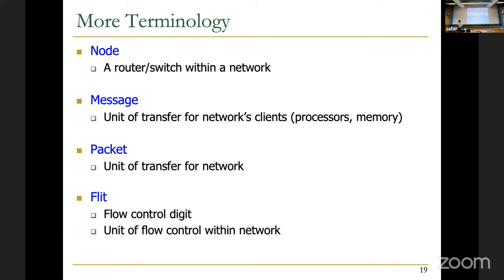And the flit is defined by flow control digit, which is the unit of flow control within the network. Even though your packet can be, let's say, several 64-byte cache blocks, each flit can be, for example, 64 bytes, meaning that the link width is 64 bytes, and you transfer your packet from one node to another node flit by flit. Again, flit is also considered a hardware terminology, kind of. It depends on the implementation of your design. Any question?